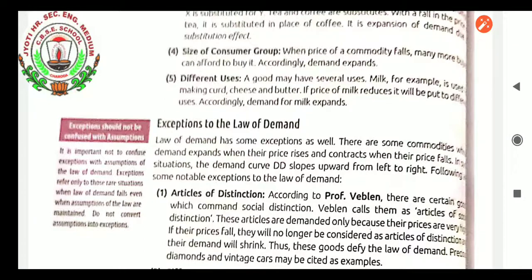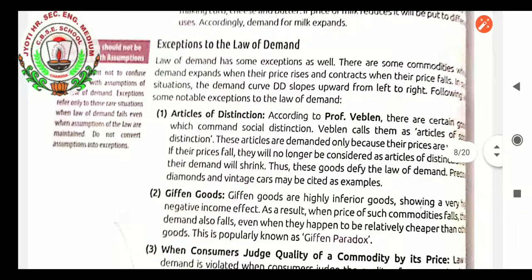Size of consumer group: when the price of a commodity falls, many more buyers can afford to buy it. Accordingly, demand expands. Different uses: a good may have several uses. Milk, for example, is used for making curd, cheese and butter. If the price of milk reduces, it will be put to different uses. Accordingly, demand for milk expands.